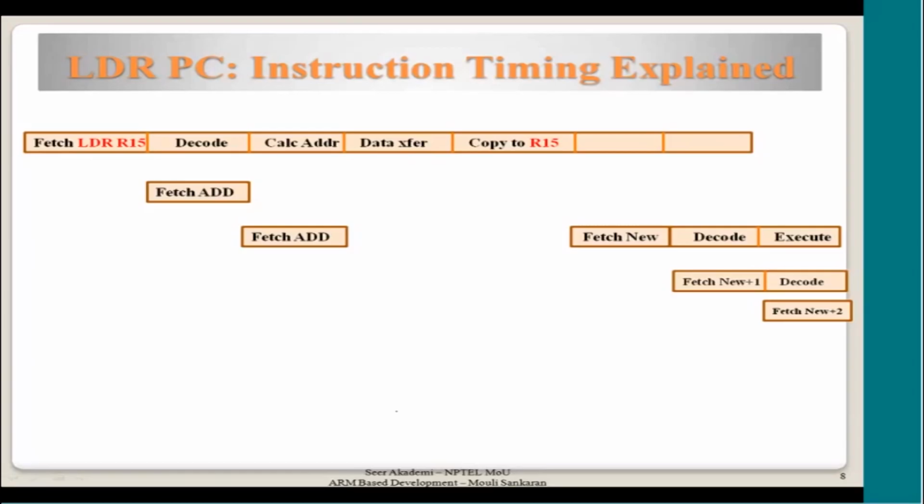This is very important. You should be clear with that. Let us see how much time each of them takes. That will give you how the computation is done for the LDR with the PC. Whenever the PC is involved, especially in the destination register, it is going to take more time, because we are changing the flow of instruction.